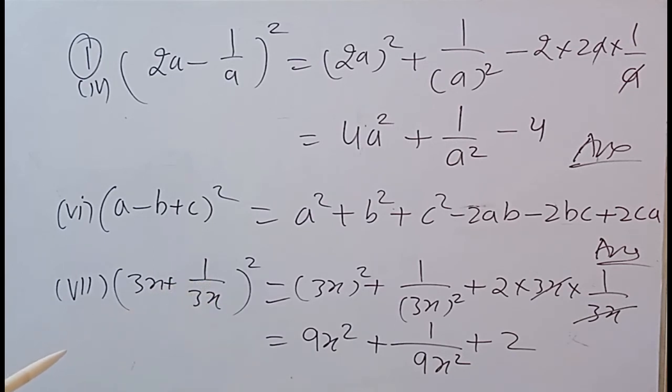So now the final answer will be 3x whole square, that will give 9x square, plus 1 upon 3x whole square, that will be 1 upon 9x square, and plus 2 that is left whenever 3x is cancelled with the 3x. So the answer is here.